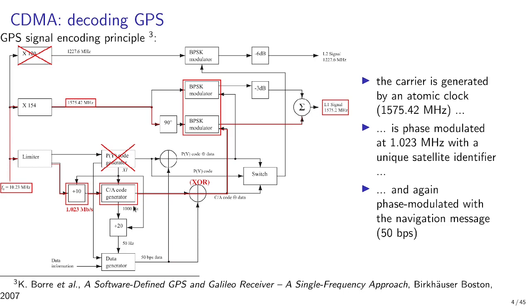In addition to broadcasting the identifier of a satellite, the navigation message, which includes ephemeris and time offset of a clock, is encoded at a slow rate of 50 bits per second using an XOR with this code.